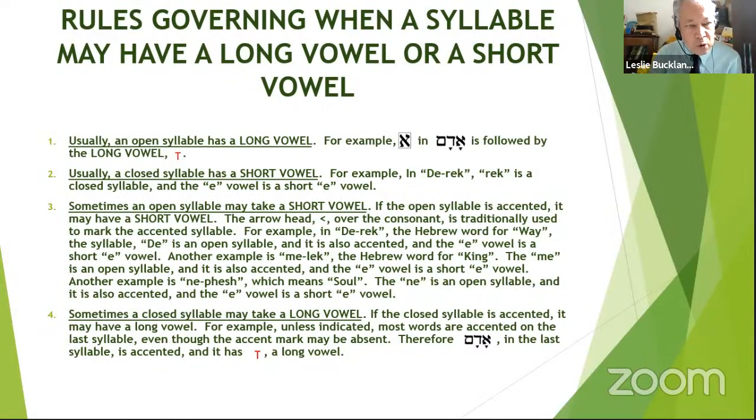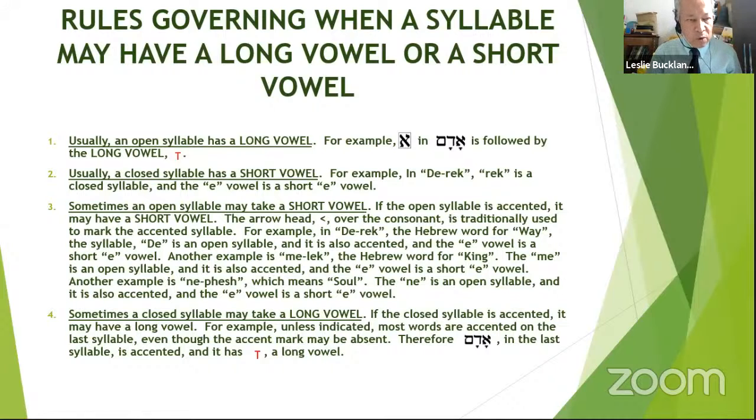This lesson is about knowing when you may have a long vowel in a syllable and when you may have a short vowel. That's really what the lesson is about. How do I know when a word may take a long vowel in a certain syllable and a short vowel in another syllable? These are the general rules, with their exceptions, governing whether a syllable may take a long vowel or a short vowel.